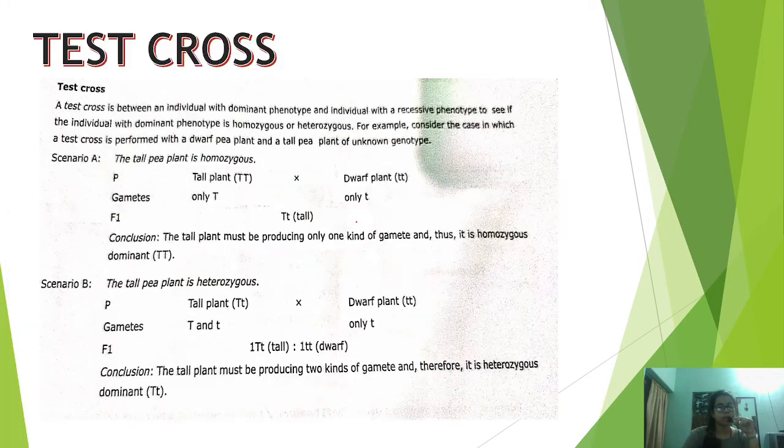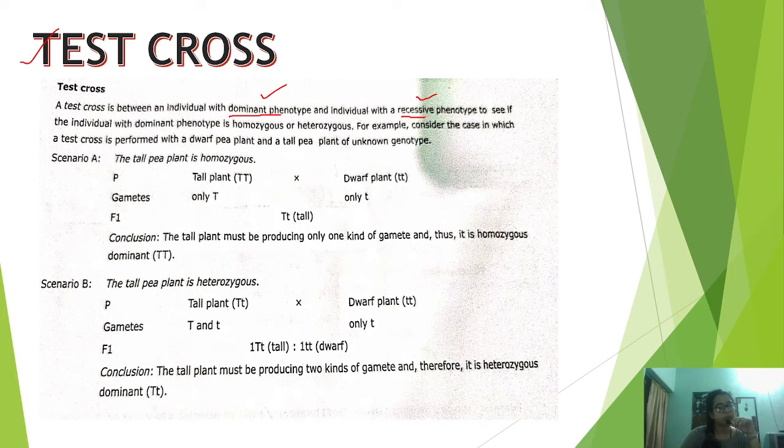The next thing which was discovered was the test cross. What is a test cross? A cross which is made between an individual of the dominant phenotype and one of the recessive phenotype. So one dominant and one recessive phenotype, and the cross made between them is known as the test cross.